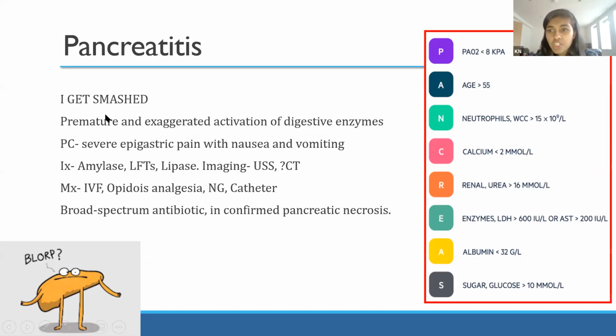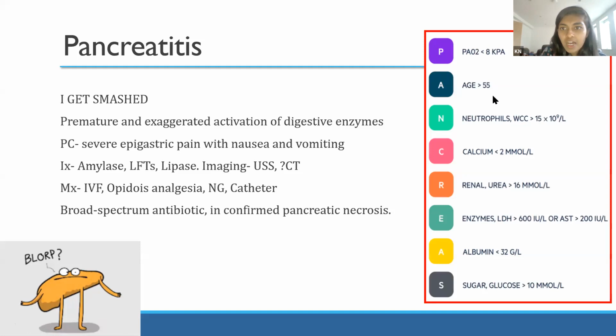The theory with the NG tube is the idea that you're resting the bowels by keeping them nil by mouth. It would be more a Ryle's tube actually, but a lot of the time they are kept nil by mouth, with the theory being that you could rest the bowels. You generally wouldn't be giving them antibiotics unless you had a confirmation of necrotic pancreatitis. Run-of-the-mill pancreatitis does not get antibiotics.